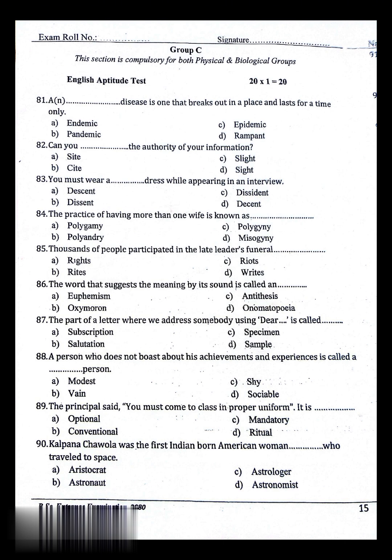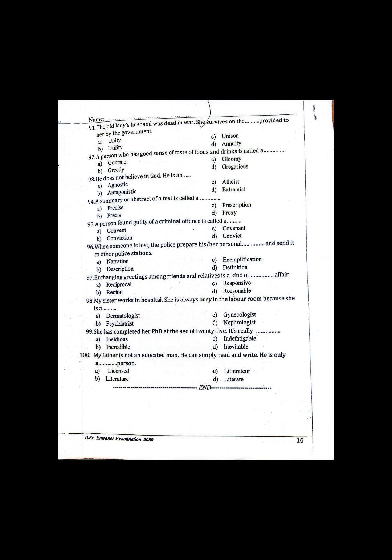89. The principal said, you must come to class in proper uniform. It is: A, Optional; B, Conventional; C, Mandatory; D, Ritual. 90. Kalpana Chawla was the first Indian-born American woman who traveled to space. A, Aristocrat; B, Astronaut; C, Astrologer; D, Astronomist.